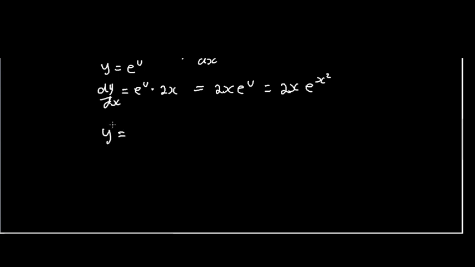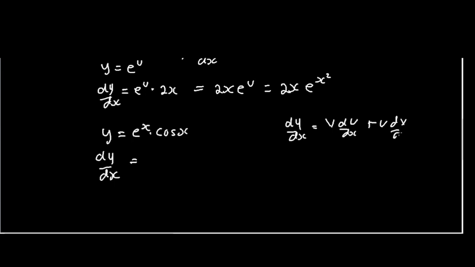Say we have our function y equal to e^x cos x. In this case, you find that e^x is forming a product with cos x. So how do we differentiate this? When differentiating this, we shall have to use the product rule because this is a product of two functions. Remember from the product rule, dy/dx equals v du/dx plus u dv/dx.